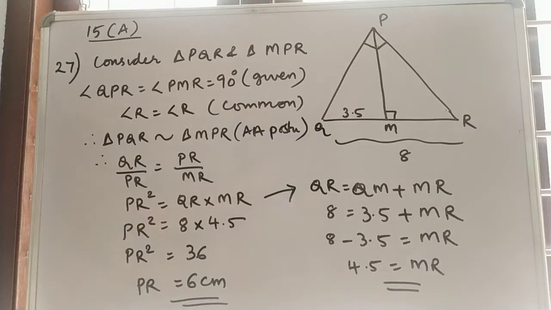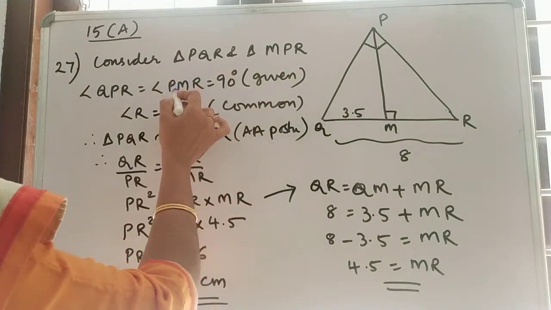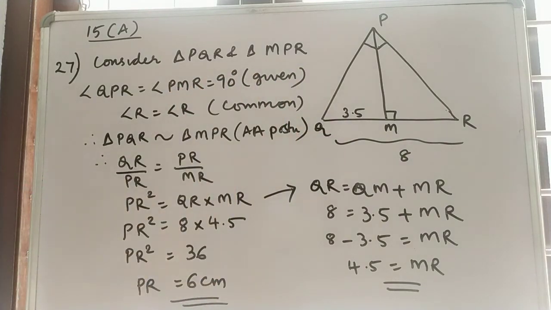Next question number 27. In the right angle triangle QPR, PM is an altitude. Given that QR is equal to 8 centimeter and MQ is equal to 3.5 centimeter, calculate the value of PR. Consider triangle PQR and triangle MPR. Given angle QPR is equal to 90 degree and PM is a perpendicular, so angle PMR is equal to 90 degree. So we can write that angle QPR is equal to angle PMR is equal to 90 degree, given.